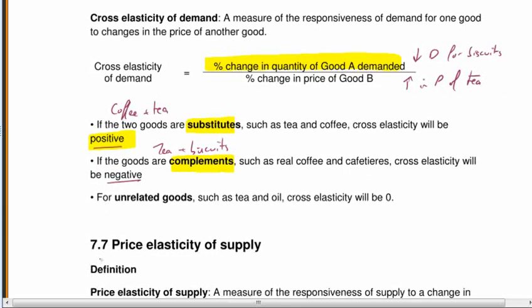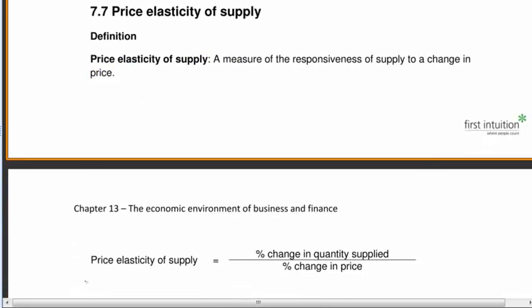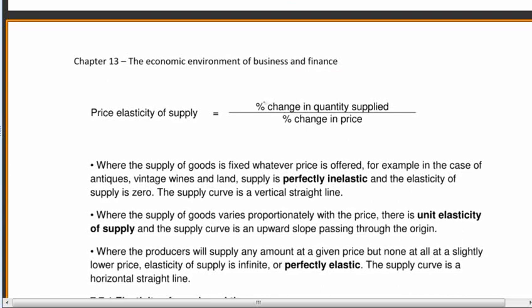Now, just as we have elasticity of demand, we have elasticity of supply. And it's the same thing. It's a measure of the responsiveness of supply to a change in price. And I'm sure by now you can guess what the formula is. Percentage change in quantity supplied divided by percentage change in price. So you can see, can't you, with all these formulas, it's always quantity that goes on top. Whether it's price elasticity or cross elasticity or income elasticity, it's always quantity on top and then something else on the bottom.